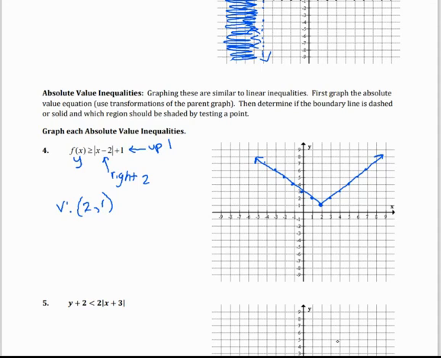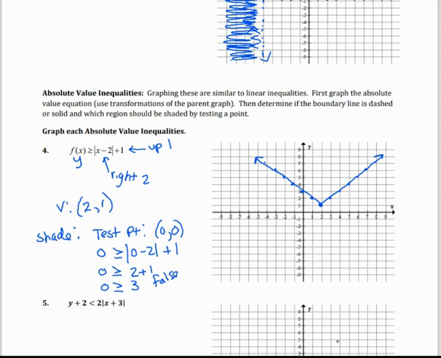Because now we need to shade. So to shade, you have two options. You can think about what this is saying, or we can use our test point. I'm going to use a test point this time of 0, 0 again, because it's not on the line. If I plug in 0 for y and 0 for x, this would be saying is 0 greater than or equal to the absolute value of negative 3, which is positive 3? So is 0 greater than or equal to 3? False.